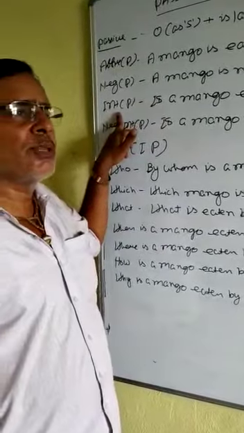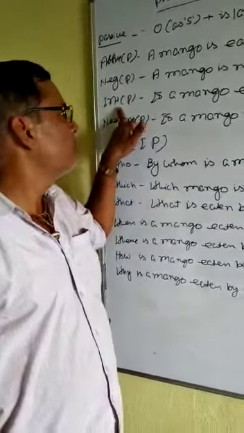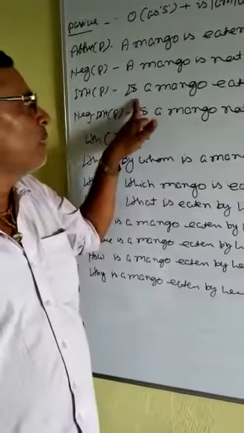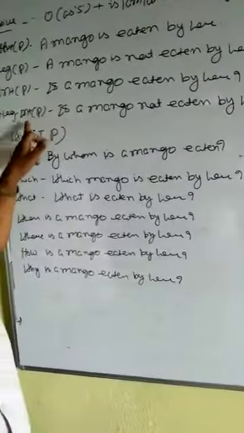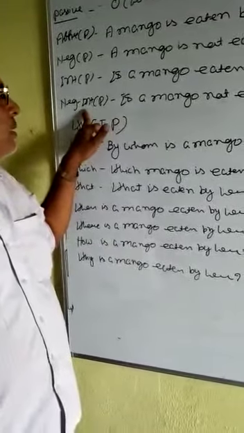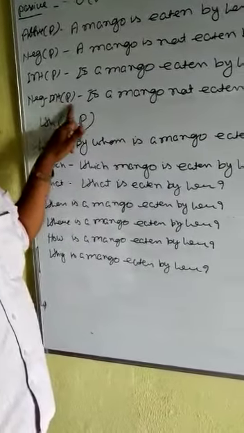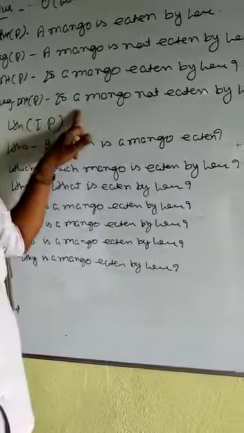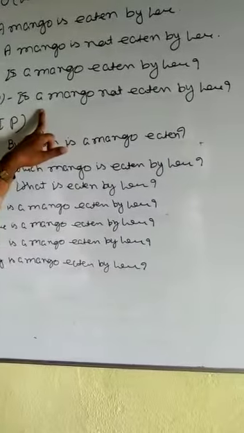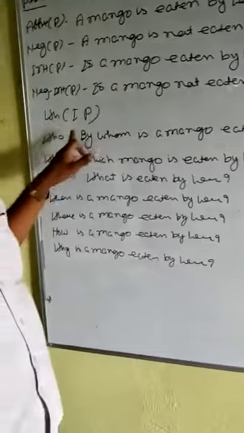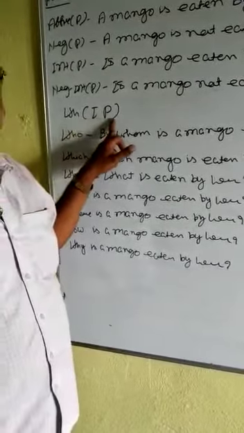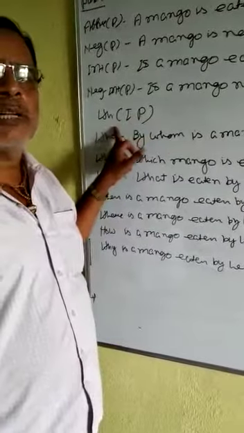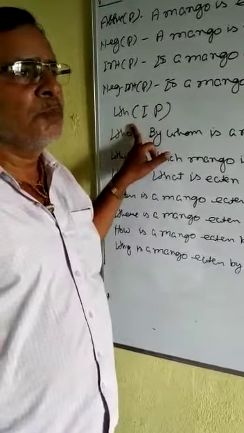Interrogative: when an interrogative sentence is transferred into passive, then the sentence will be is a mango eaten by her. And when a negative interrogative sentence is transferred into passive, then the sentence will be is a mango not eaten by her. Then after, WH, I means interrogative, P means passive. So a WH interrogative sentence will be transformed into passive.